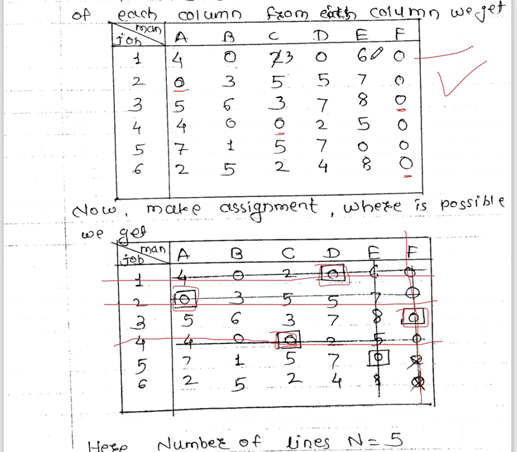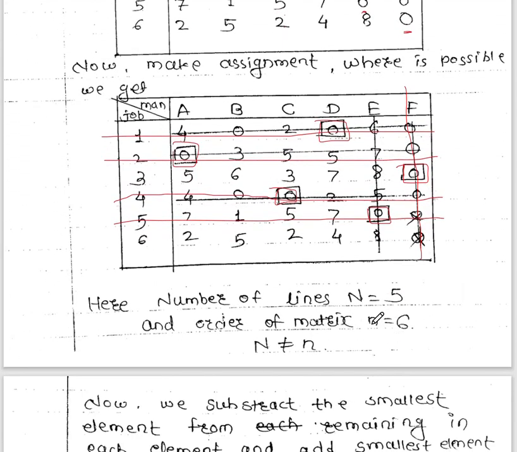In the fifth column there is one 0 at this cell, so we can make a 0 assignment here and cross the fifth row. In the next column there is already a 0 assignment, so we cannot make another one. If you observe here, the number of lines, small n, equals 5, and the order of the matrix is capital N, that means capital N is not equal to small n. That means this table will not give the optimal assignment, so to obtain the optimal assignment we will go to the next step.